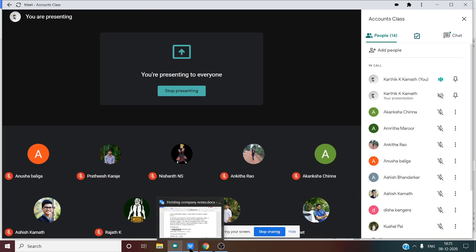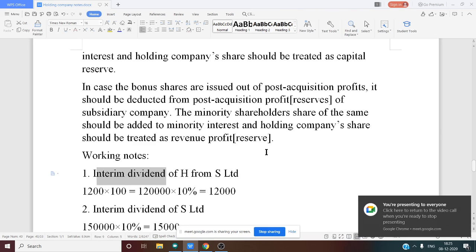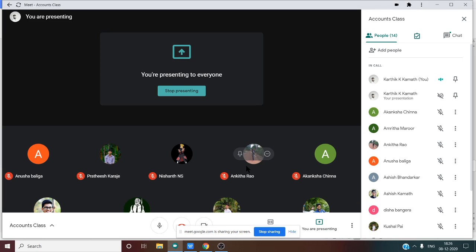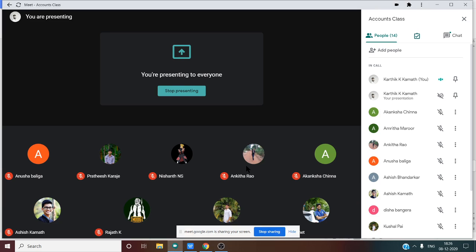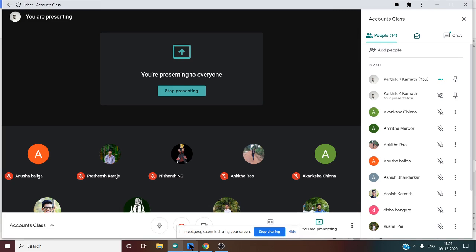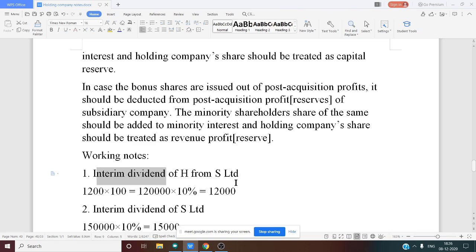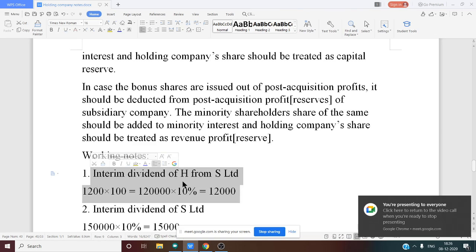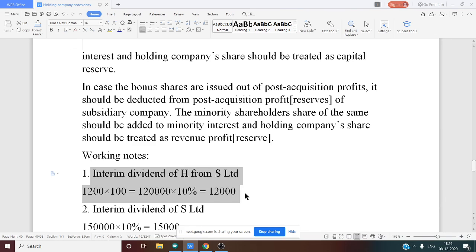So again, in the holding company profit and loss account, we have to divide that profit and loss account into two parts. One is capital profit, and the next thing we have to see is revenue profit. So now see, this interim dividend of 12,000 is capital in nature. So this 12,000 goes for capital profit. Whatever remaining is there is the revenue profit of the holding company. So this is very important.